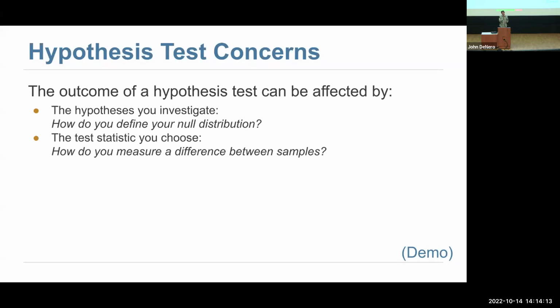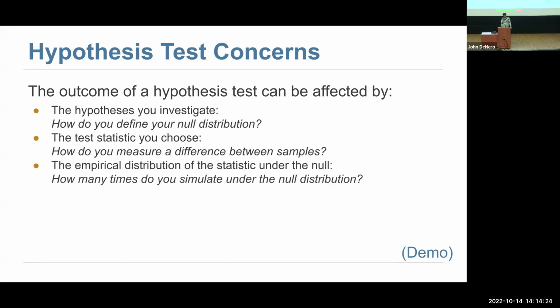If instead of the number of people, we just tested whether the number was less than 100 or not, we might have gotten a different answer. How many times we run the simulation under the null distribution can affect the p-value that you get at the end. Whoa. Let's watch that happen.